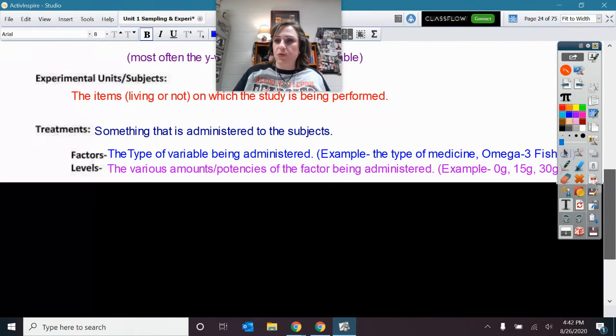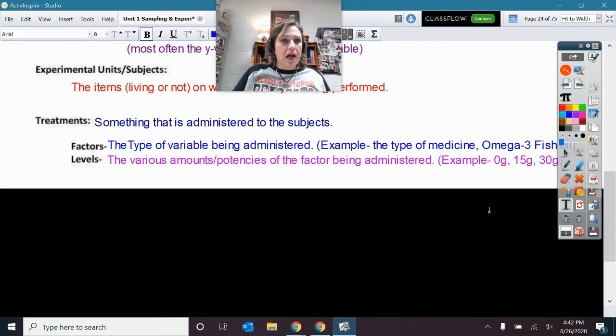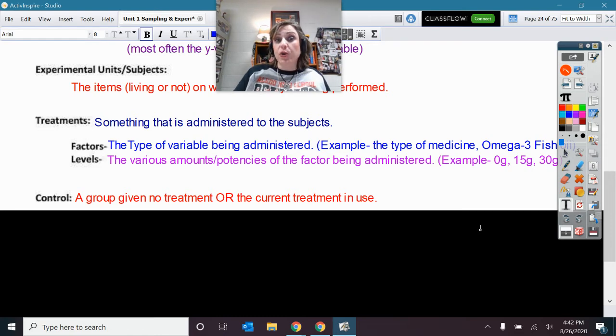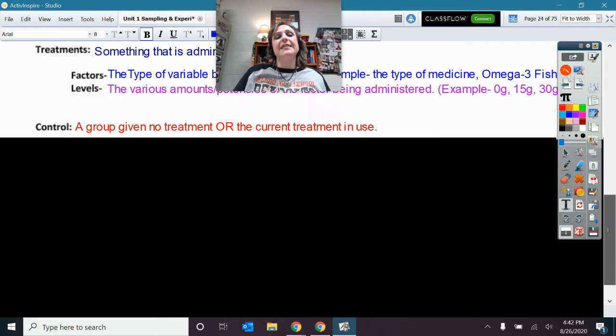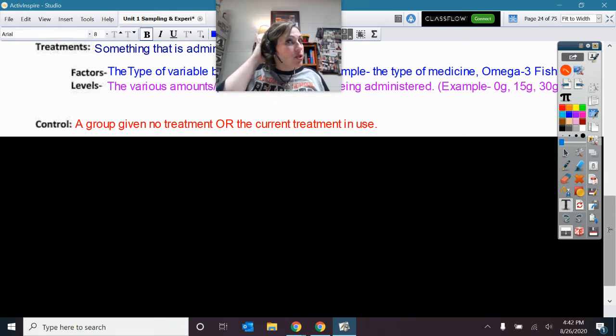Let's see, did we go through all of our definitions here? Okay, a control group. So that control group, and we had one in this case, is that group that was given no treatment or the current treatment in use.